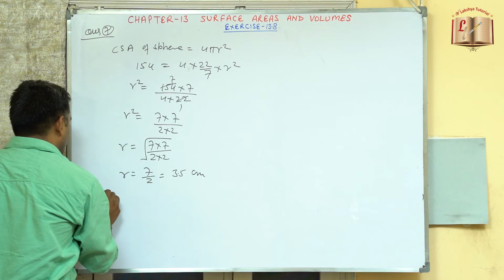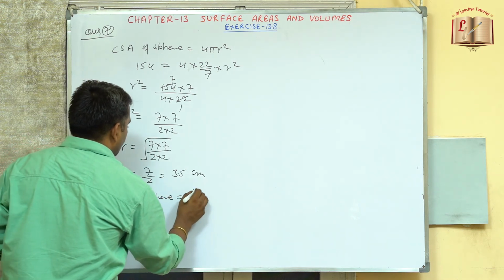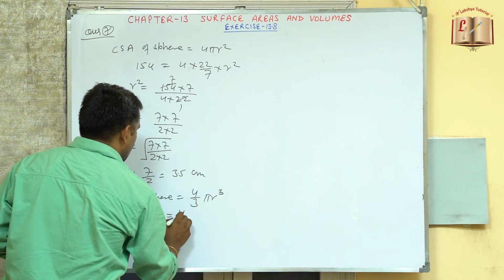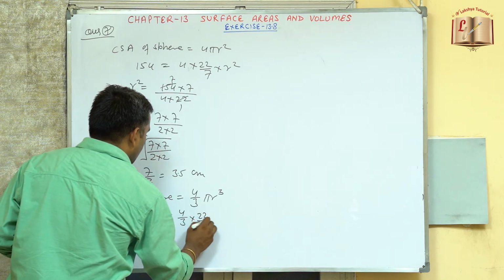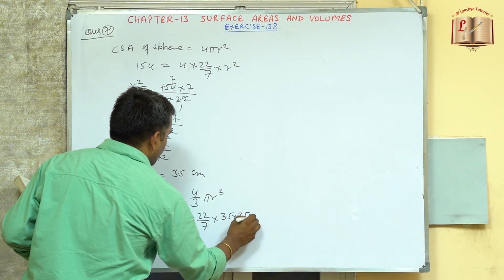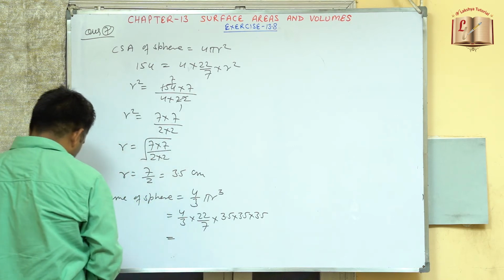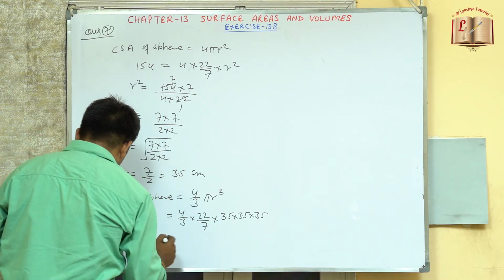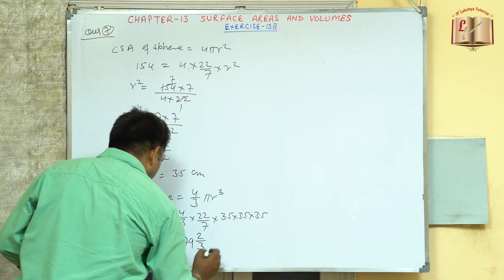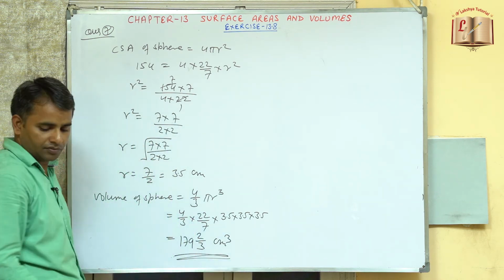Now we can find the volume. Volume of the sphere will be equal to 4 by 3 pi r cube. So this is 4 by 3 into 22 by 7 into 3.5 into 3.5 into 3.5. Now this can be simplified. So this will be 179 whole 2 by 3 centimeter cube. So this is the volume.